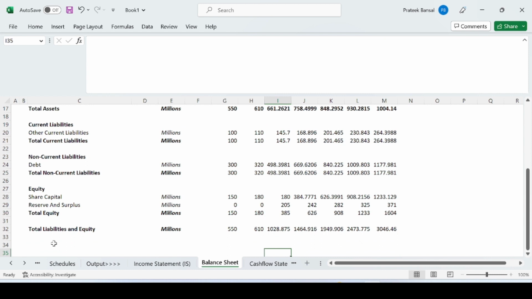So this is how we can build our debt schedule, income statement, balance sheet, and in the next video we will see the cash flow statement and whether our balance sheet matches up or not. So this is what we have covered in today's video, and stay tuned for more videos.